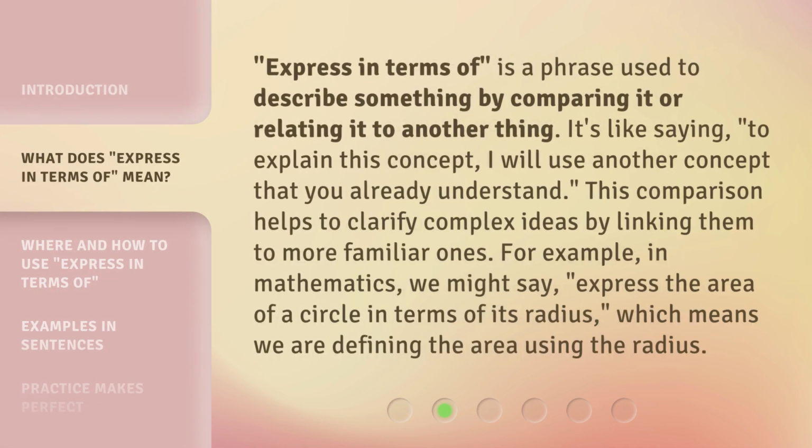Express in terms of is a phrase used to describe something by comparing it or relating it to another thing. It's like saying, to explain this concept, I will use another concept that you already understand. This comparison helps to clarify complex ideas by linking them to more familiar ones. For example, in mathematics, we might say, express the area of a circle in terms of its radius, which means we are defining the area using the radius.